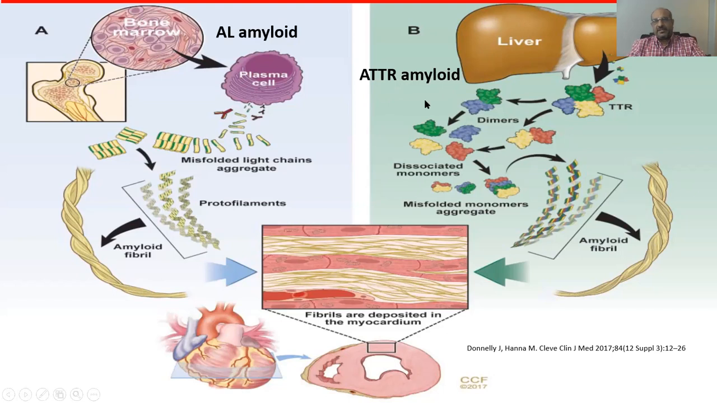But the Transthyretin amyloid starts in the liver. It's formed in the liver. It's a tetramer, a four-compartment tetramer. Then it splits in the liver into two dimers, two molecules. And then each dimer is split into monomers. These monomers misfold, and then form the amyloid sheet, the amyloid fibrils.